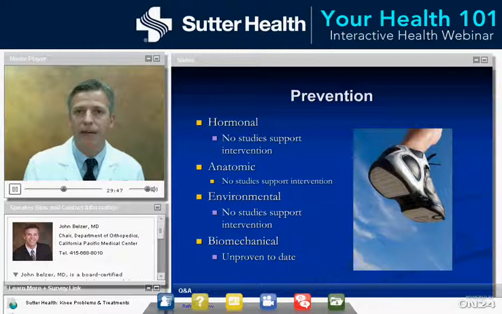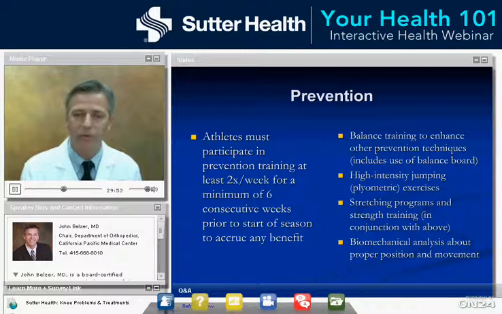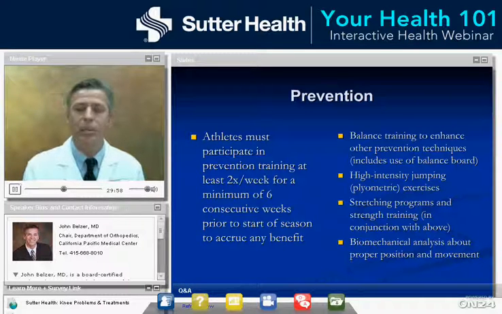Now, in order for this to be effective, athletes must participate in prevention training for at least 6 weeks prior to their activity, and it's generally recommended that they do this twice a week, if not more. Balance training is essential. Balance training is usually done on a balance board, where a board is placed on a round ball so that one has to learn how to manage their balance or they fall off of this balance board. High-intensity jumping is called plyometrics. This was designed by a Russian scientist back in the 80s, where Soviet athletes were instructed to jump off high surfaces several feet in the air and then instantly jump back up again in a very short response time.